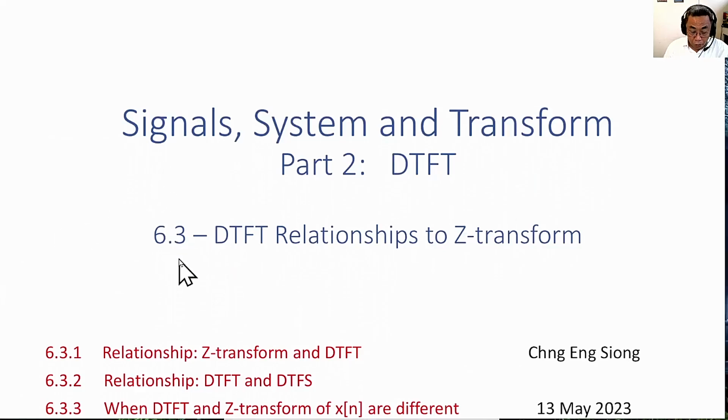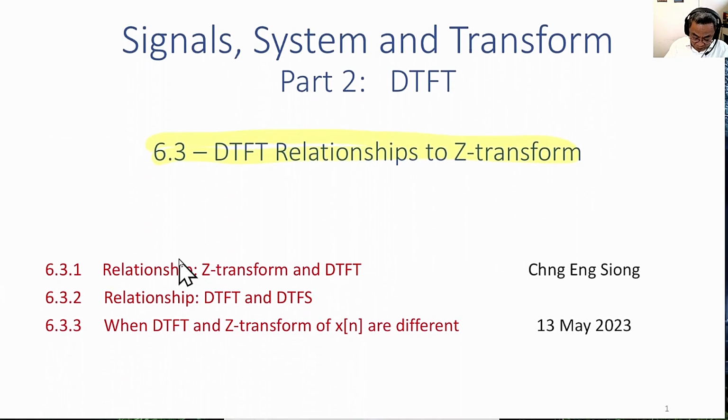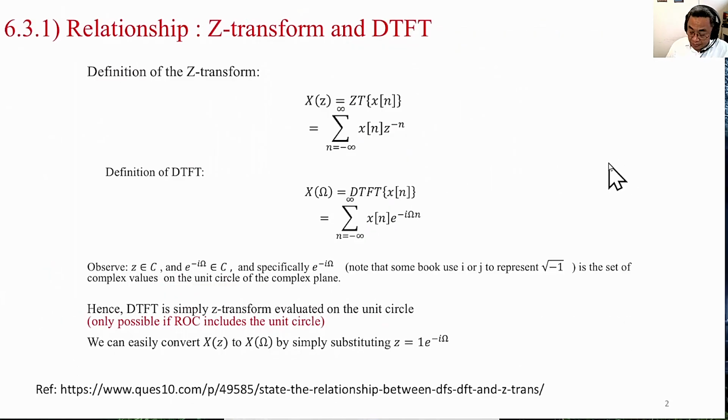This is chapter 6.3. In this section, we'll discuss the relationship of DTFT to the Z transform. Let's remind ourselves what is the definition of the Z transform. Here is an equation showing that we are taking x[n] from negative infinity to positive infinity, multiplying by z to the power of minus n, where z is the complex number. So z can take in any complex number in the whole complex plane.